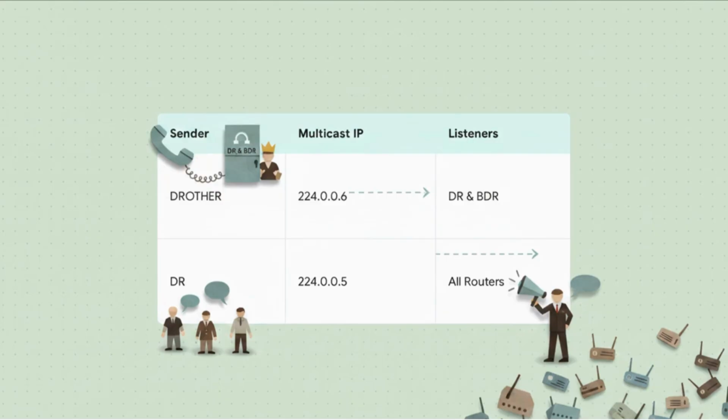So, to put it simply, 224.0.0.5 is the company-wide loudspeaker. Employees use the private line to report up, and the manager uses the loudspeaker to announce down.